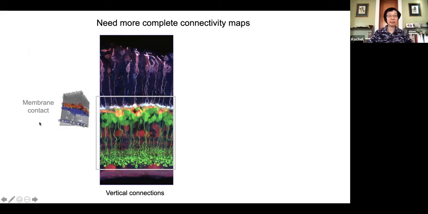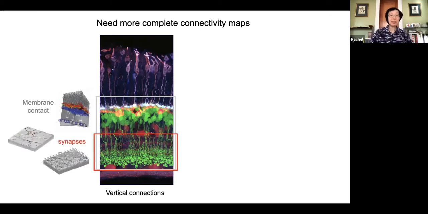This is through contacts defined by membrane appositions. Volumes that, in fact, have identified synapses, so later volumes, in fact, only actually encompass or cover synapses or connections in the inner retina. So we are still missing a lot of vertical connections.